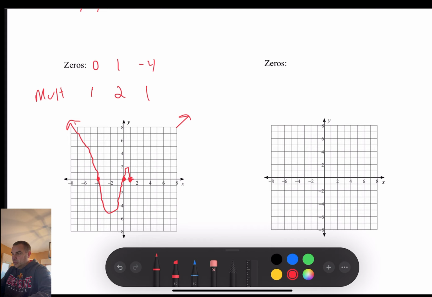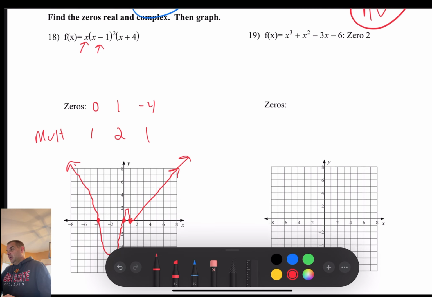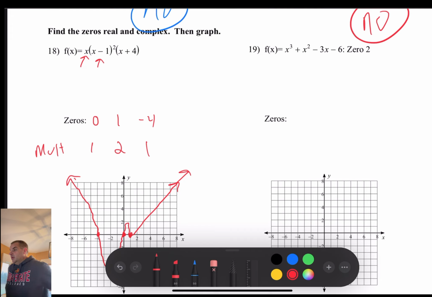But 1 has a multiplicity of 2, so it bounces off it, and it goes up. Or something like that. Again, these are just sketches, so it's kind of what it'll look like. And the last one: in this case, I give you one of the zeros is 2. You have to find the other ones and you have to sketch it.